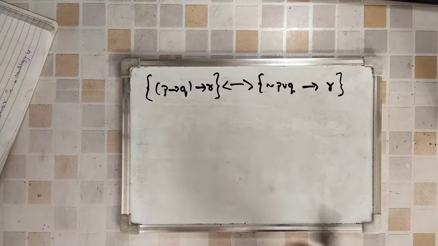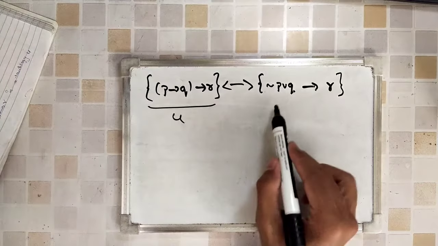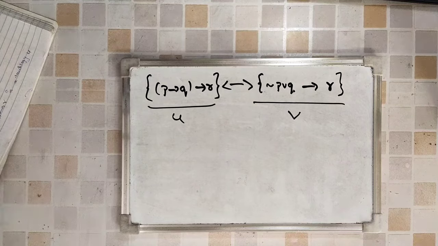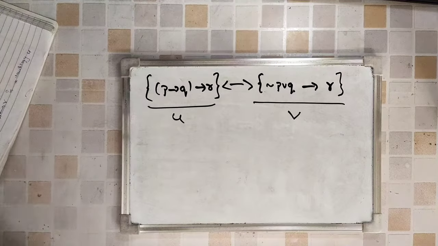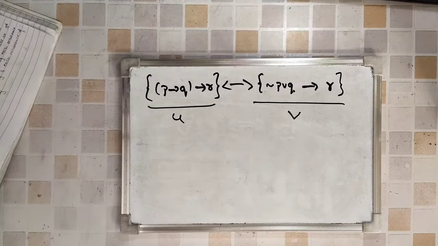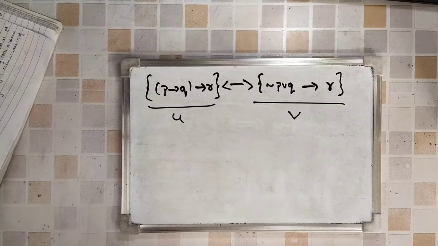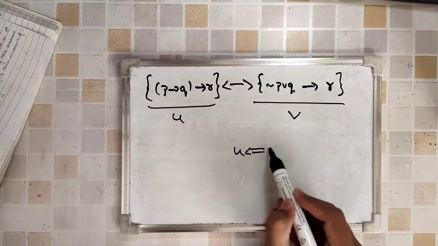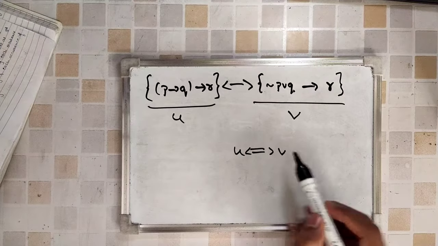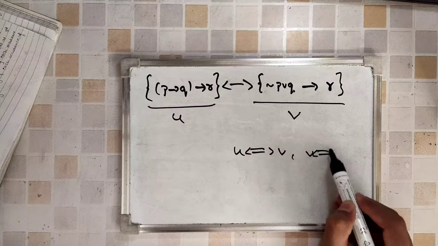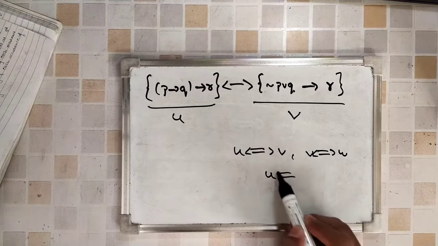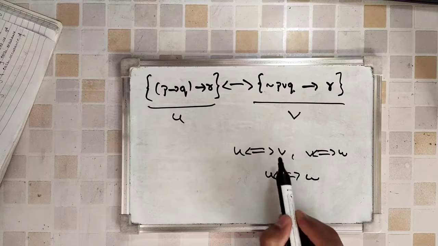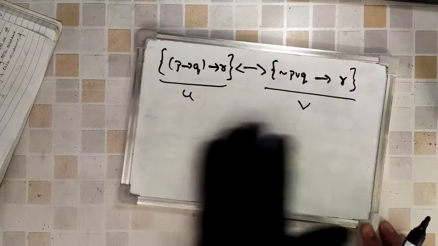So now we have this thing as U and this thing as V. Basically, I didn't tell you one thing: the transitive and substitution rule. If U is logically equivalent to V, and V is logically equivalent to W, then U is also logically equivalent to W. So if U is logically equivalent to V, then V is also equivalent to U. It has to be.